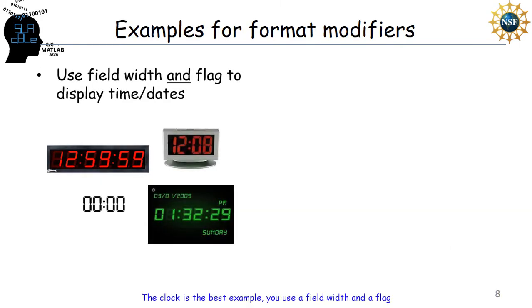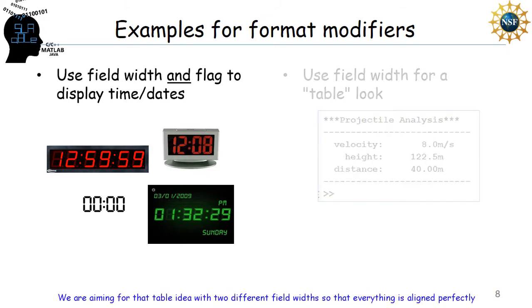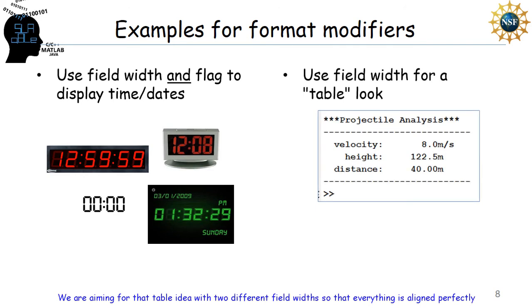The clock is the best example. You use a field width and a flag. 0, 8, you want that 0 to show up. 0, 1, you want that 1 to show up. Or what we're aiming for today again is that table idea with 2 different field widths so that everything is aligned perfectly.